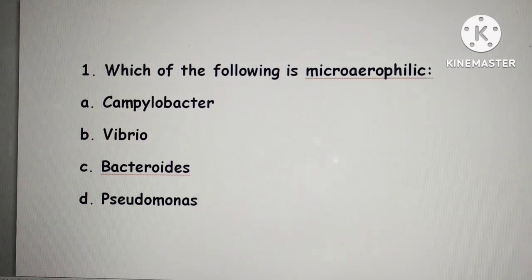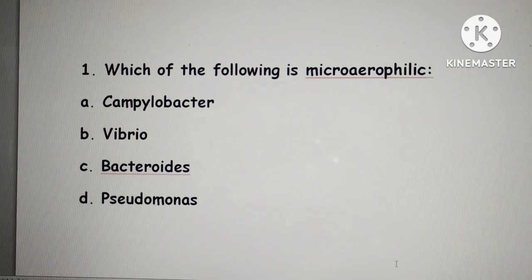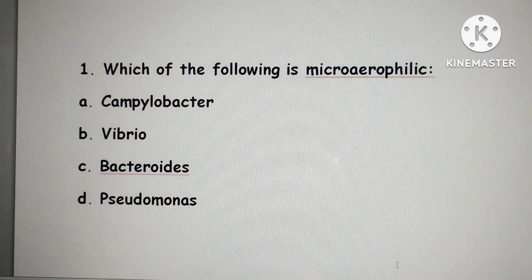Okay, so the first question is, which of the following is microaerophilic? The options given are Campylobacter, Vibrio, Bacteroides, and Pseudomonas. Microaerophilic, as the name implies, requires only a little amount of oxygen for its growth. So the answer here is Campylobacter.